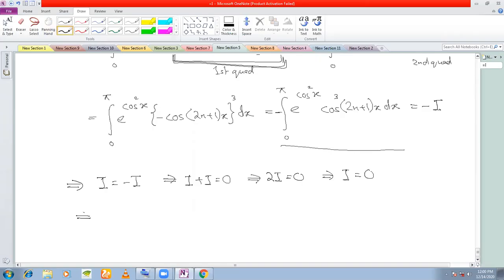And what is I? Just put the value of I. Integral 0 to pi, e to the power of cos square x, cos cube (2n plus 1)x dx must be equal to 0. That is the given integral. The value of the given integral is 0. Okay, so very interesting problem, and a little bit of common sense also required for this problem.